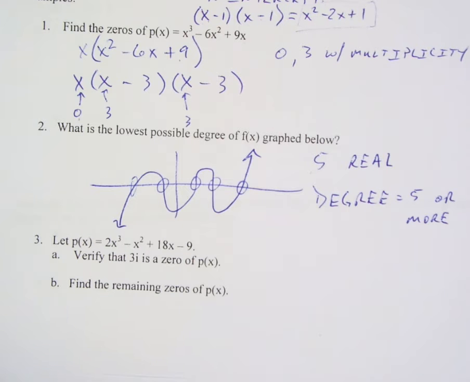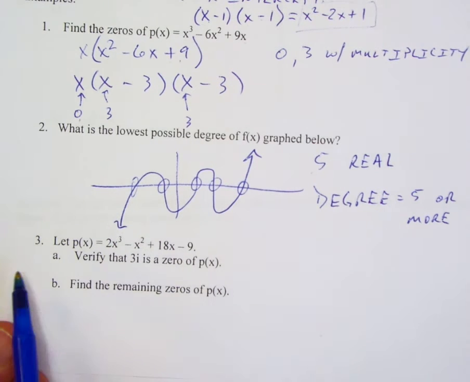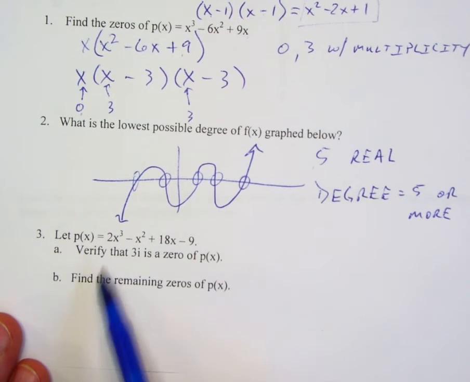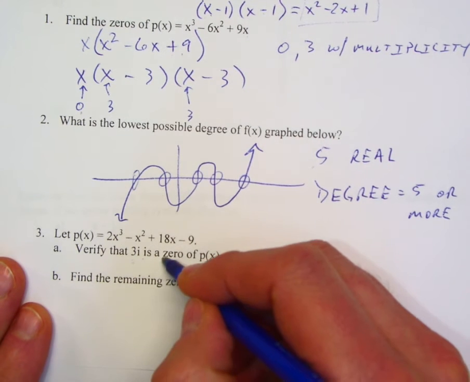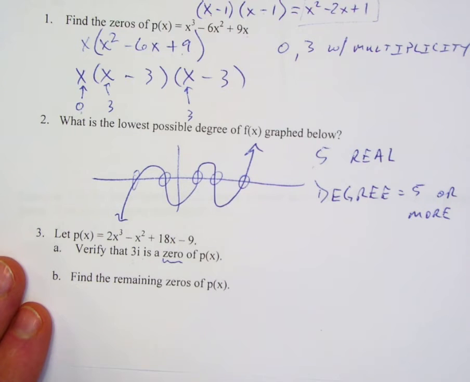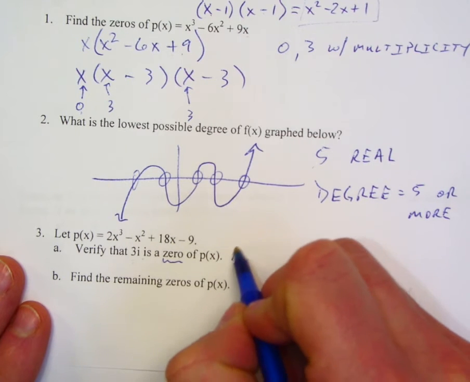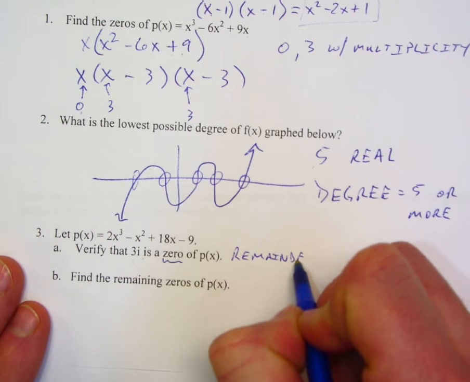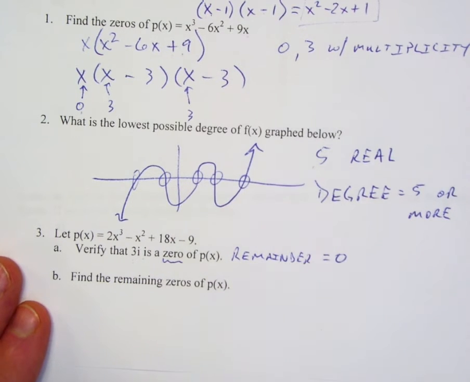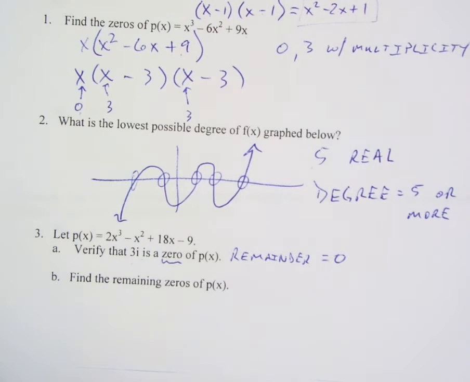All right, let's put this into practice. Let's try all the tools that we have here. It says verify that 3i is a zero of this polynomial. Well, here's what we know about zeros, guys. When we do division, if it's a factor, then the remainder should be equal to 0. We're going to rely on our remainder theorem for this.